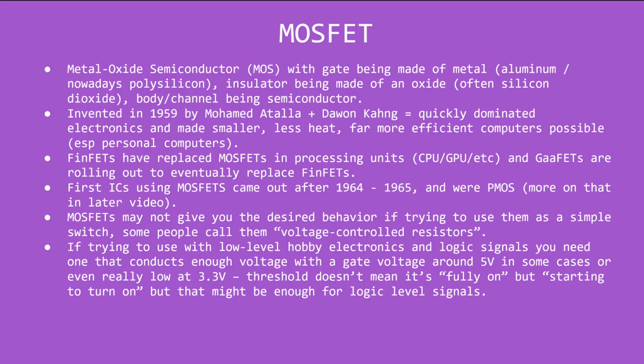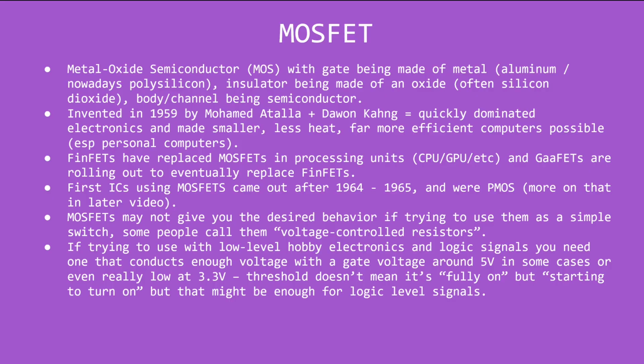All right, now we're moving on to MOSFETs. That simply means metal oxide semiconductor FET. And that really just describes the construction of the gate, which is made of metal, aluminum, or I guess nowadays it's polysilicon. An insulator is made of oxide, usually silicon oxide, and then the body channel being the semiconductor. They were invented in 1959 by Mohamed Atalla and Dawon Kahng, and they quickly just dominated electronics. And they made them smaller, less heat, far more efficient. I'm not even sure personal computers, much less smartphones, would even be possible today without them.